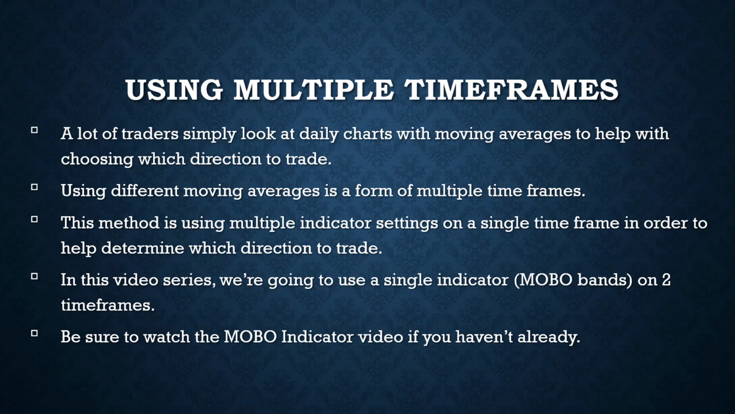And as I mentioned, the example we're going to do is the daily chart and the hourly chart versus just the hourly chart. And we're only going to be using that one indicator with the MOBO bands.